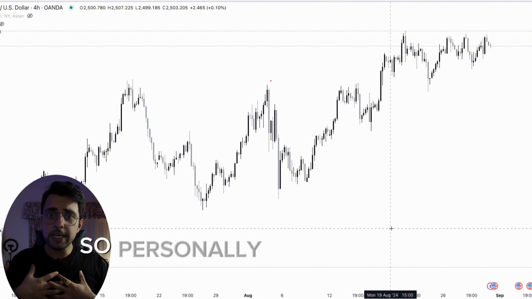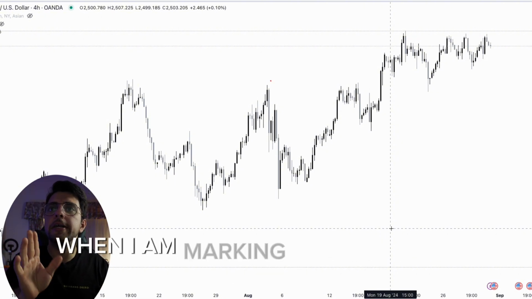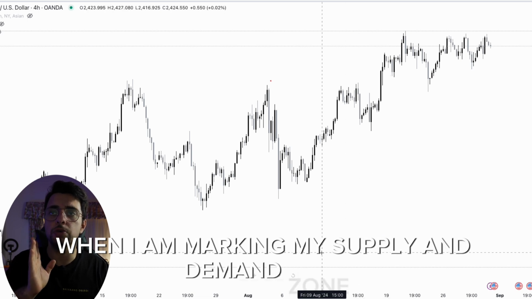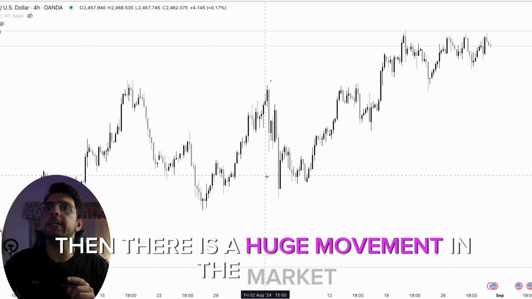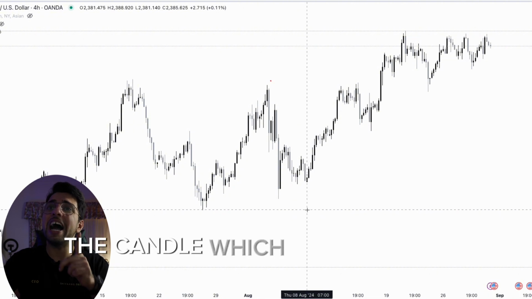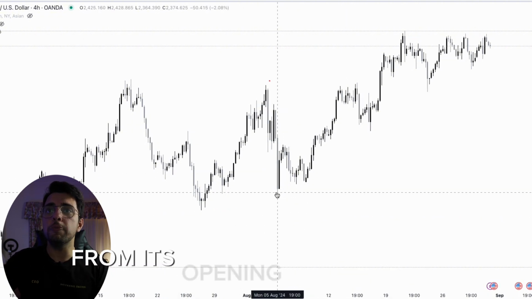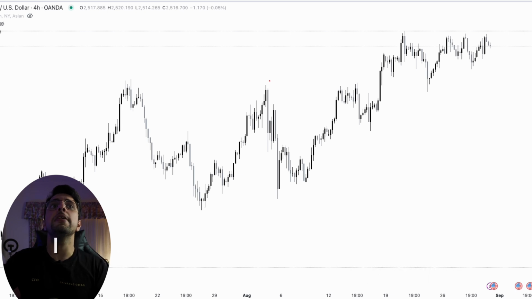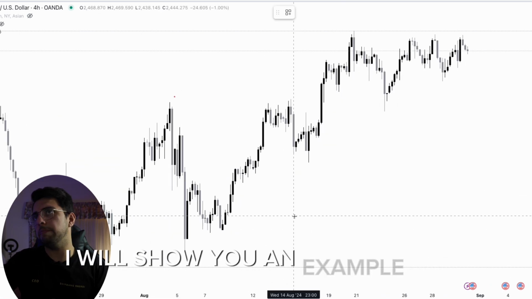So personally, I only use two things when I am marking my supply and demand zone. When there is a huge movement in the market, for the candle which allowed that huge movement, from its opening to its closing, I will mark my supply and demand zone. I will show you an example.